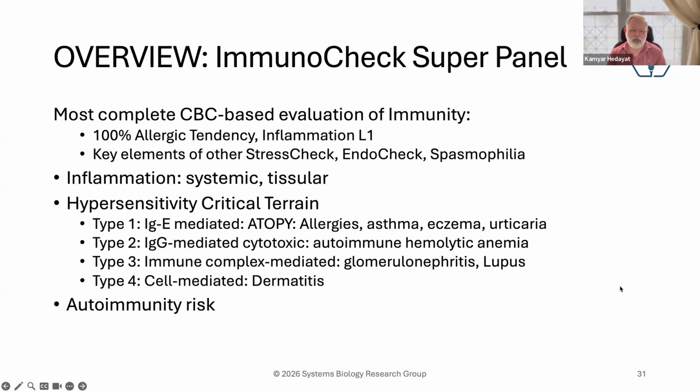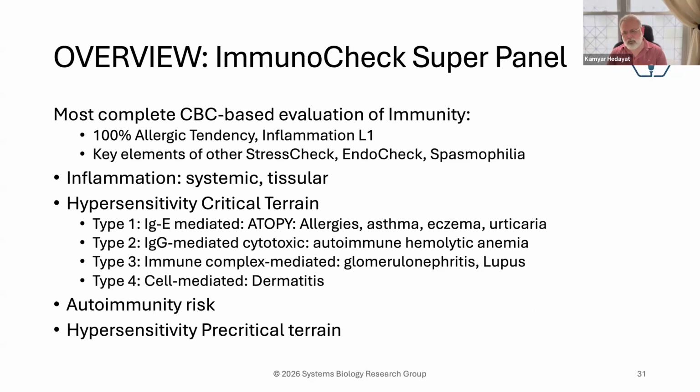And you can also look at autoimmunity risk. Of course, certain autoimmune disorders like glomerulonephritis and lupus are autoimmune, but other autoimmune conditions can also be screened using this panel. What's also new to this panel, and new to the family of biology of function indexes, is looking at the pre-critical terrain and modeling it in a single index.